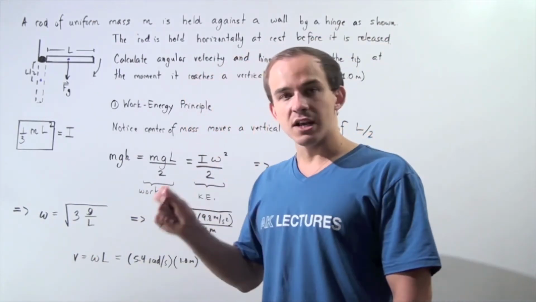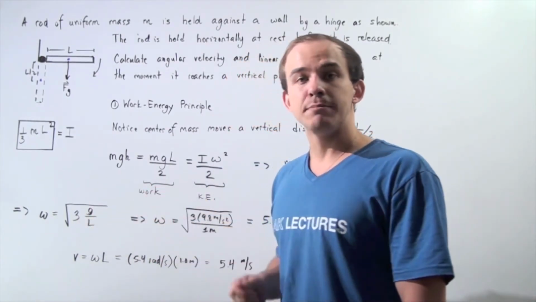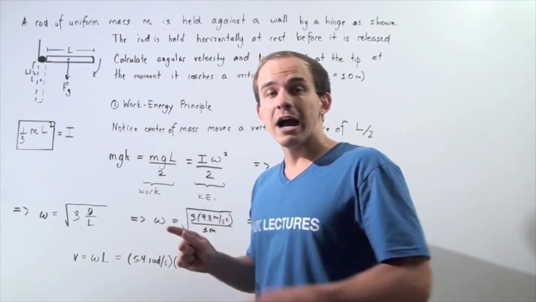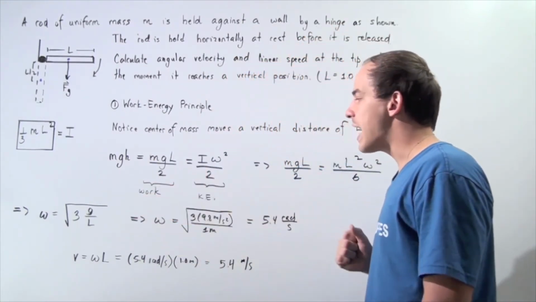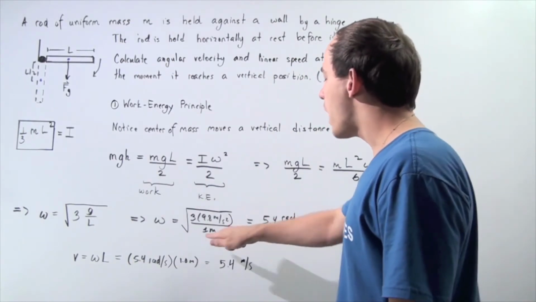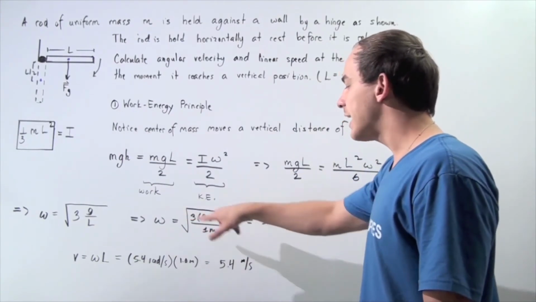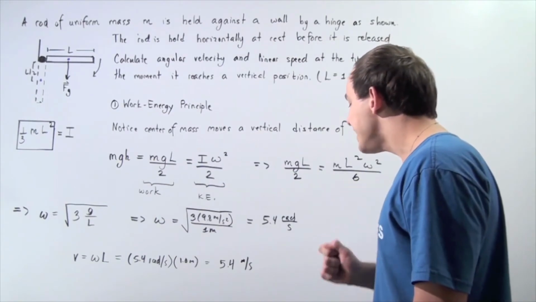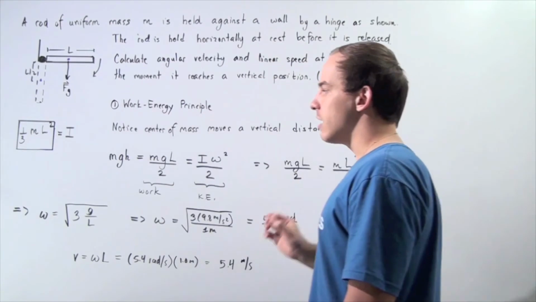The angular velocity of the object is equal to the square root of 3 multiplied by g, our gravitational constant, divided by L, the length of the entire rod. So we plug in our values. We know g is 9.8 meters per second squared, and we know L is simply 1 meter. So we multiply and divide, we take the square root, and we get approximately 5.4 radians per second. So this is our angular velocity of the object.